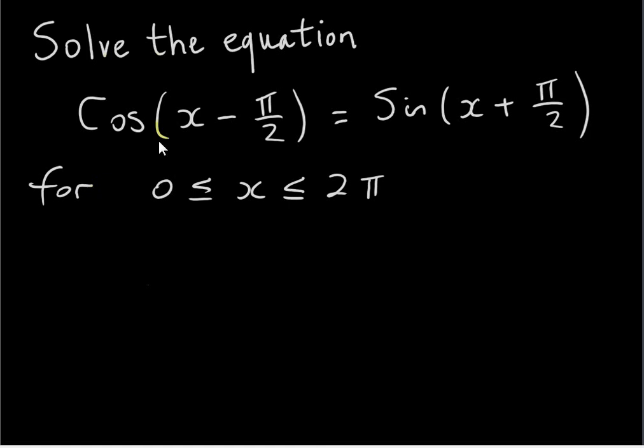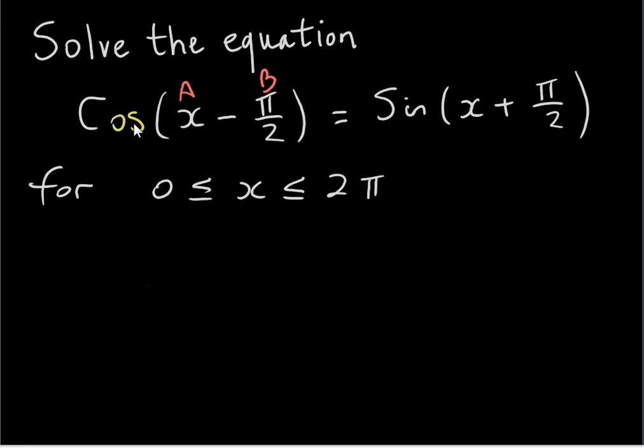Solve the equation cos of x minus pi over 2 equals sine of x plus pi over 2 for x between 0 and 2 pi radians. Now we have a compound angle here, so we could use a compound angle identity. So this has the form cos of a minus b, where a is x and b is pi over 2.